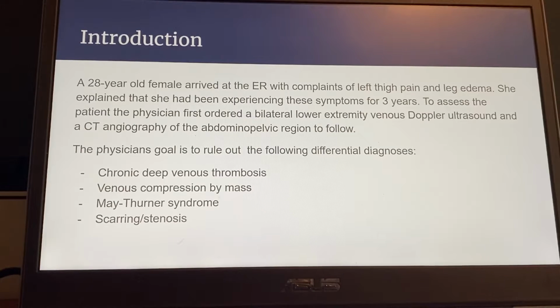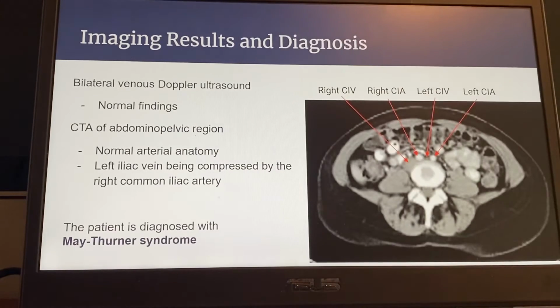The physician first ordered bilateral lower extremity venous Doppler ultrasounds, and then to follow that exam, a CT angiography of the abdominal pelvic region. The physician wanted to rule out any chronic deep vein thrombosis, a venous compression by mass, May-Thurner syndrome, or any scarring of stenosis of vessels in that area of concern. So the first exam, the bilateral venous Doppler ultrasounds, came back with normal findings. There wasn't any DVTs or anything found in that exam.